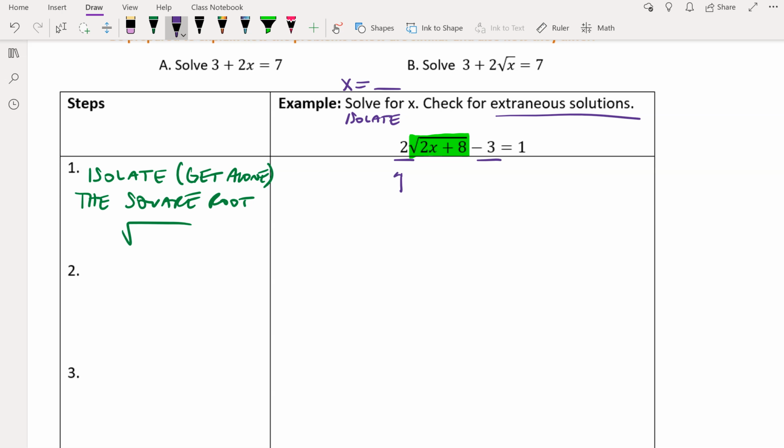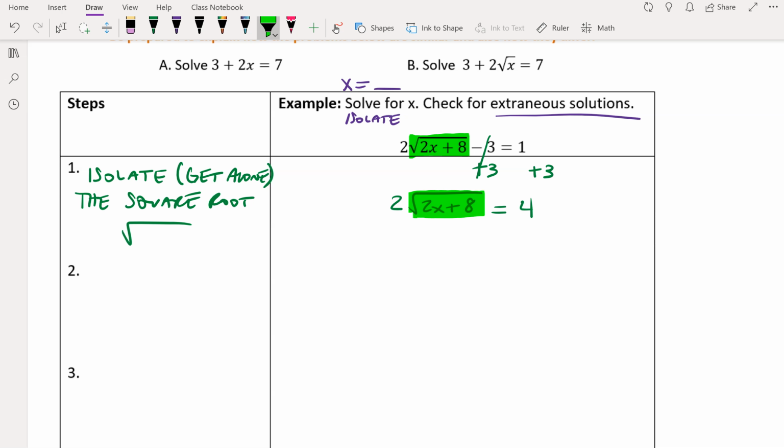The 2 is multiplying on the x. The 3 is furthest away. It's subtracting. So we're actually going to use inverse operations on the 3. So we're going to add 3 on both sides. Plus 3, and let's write what we have left. We have 2 times the square root of 2x plus 8. These 3's go away, equals 1 plus 3 is 4. All right, we still have not gotten this square root alone.